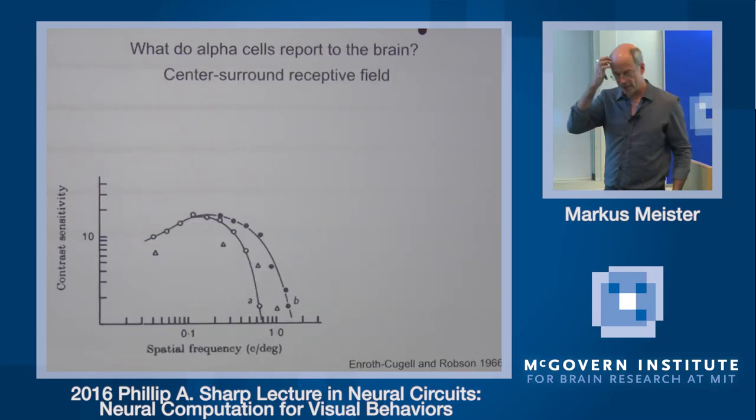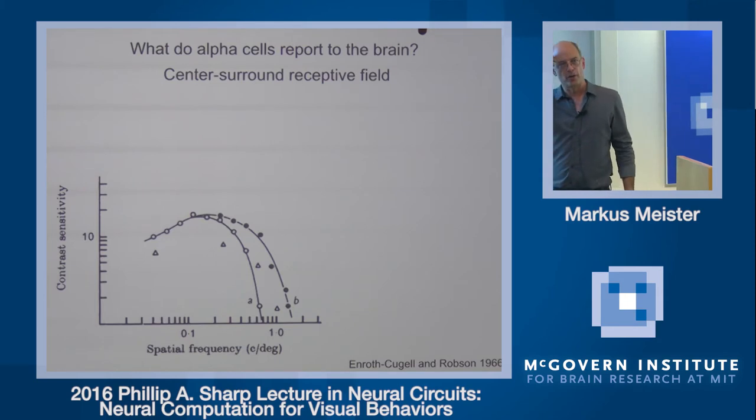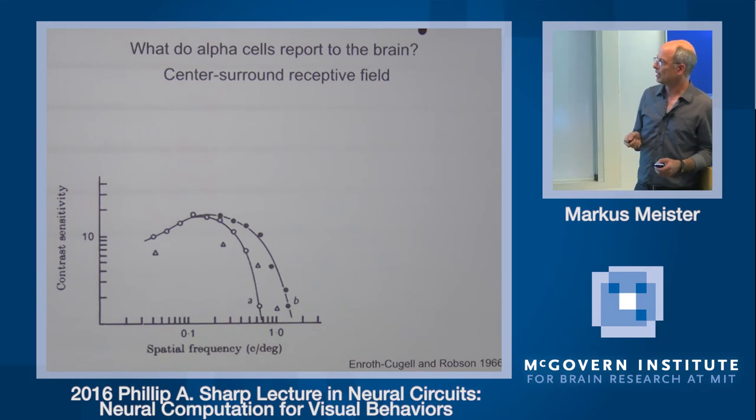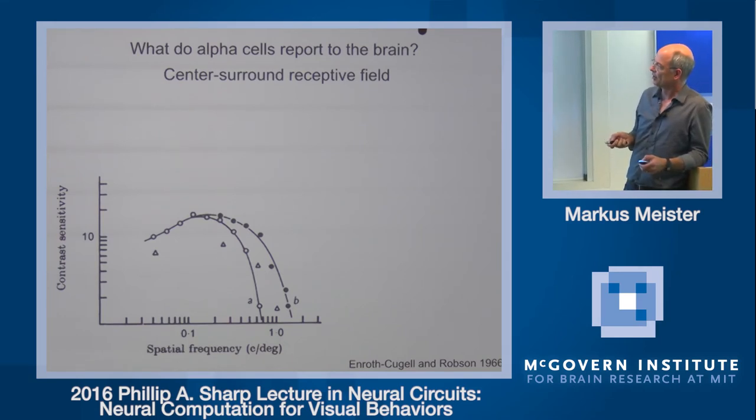Okay, let me move on to talk about what these alpha cells do for the mouse visual system. What do they actually encode about the visual world? And let's start again with some classical results from cat alpha cells. These date back about 50 years to Christina Enroth-Kugel and John Robson. And they analyzed the responses of cat retinal ganglion cells with spatial sinusoid gratings. And they found, interestingly, that at a certain spatial frequency, the neuron gives the highest response.